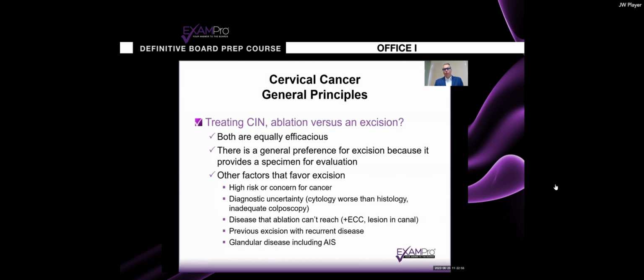Now, when we're treating CIN, ablation versus excision, I've made a couple of comments about this. I'm just going to briefly say they're both equally efficacious. There is a general preference for excision if the concern is greater, because it provides a specimen for pathologic evaluation. And so we have a list of some of the factors that might tilt you more towards excision. So take a look at that.